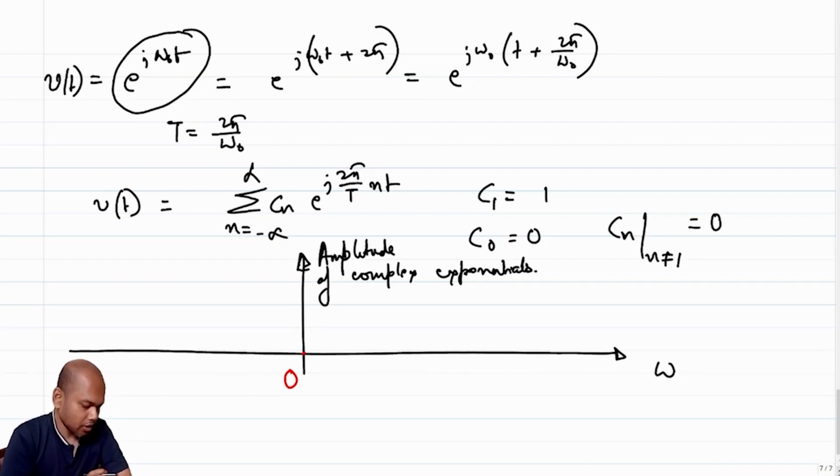At omega equal to 0, which component am I looking at? I am looking at C naught, right? So C naught is equal to 0, so I get 0. At omega equal to omega naught, what do I get? I get 1, right? And note that in this case, when you are plotting this with respect to omega, this is represented as a delta function, right?